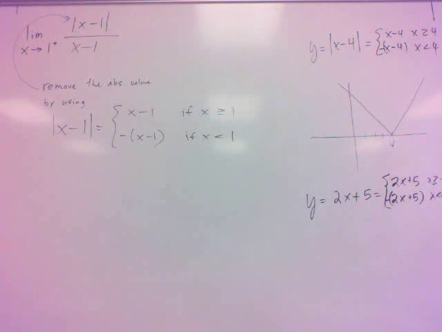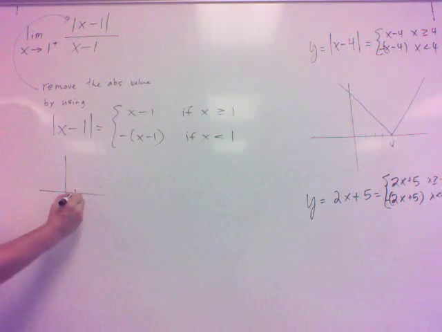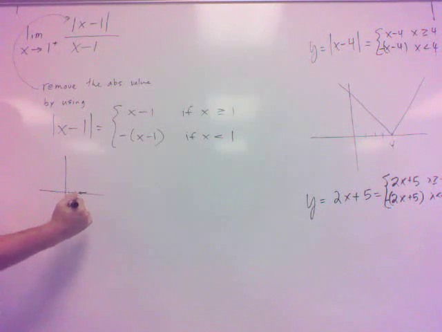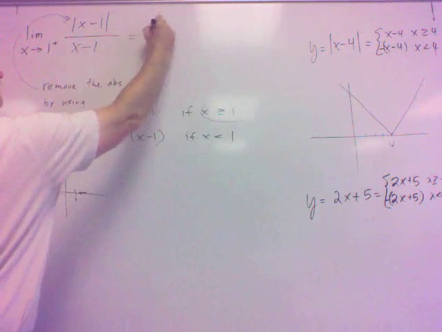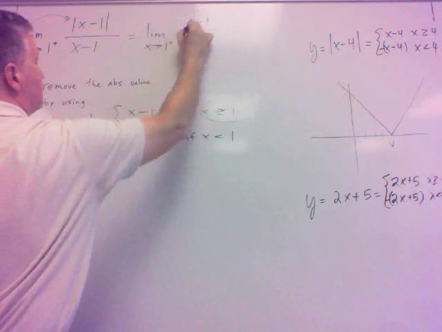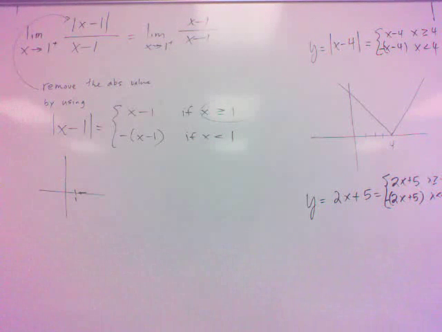Which option do I use here? Well, I'm approaching 1 from the right. Is that the greater than side of 1 or the less than side of 1? That would be the greater than side of 1. So that tells me that in this case, use the x minus 1, which is nice. In other words, I can just remove the absolute value there.